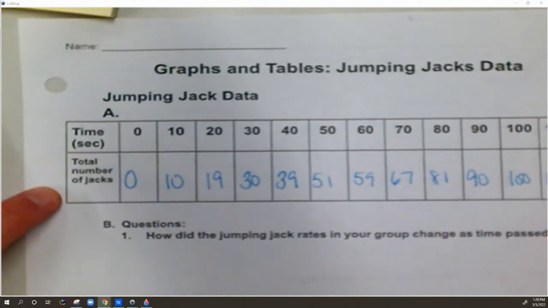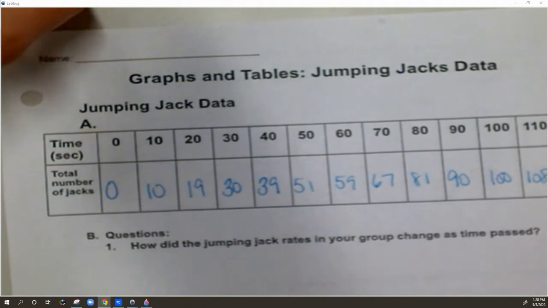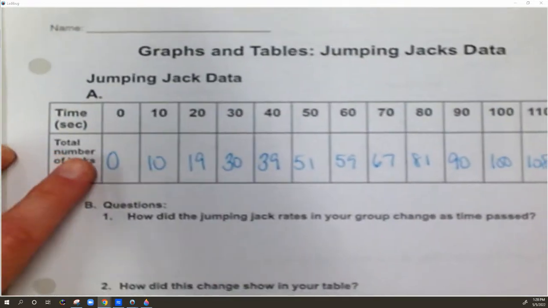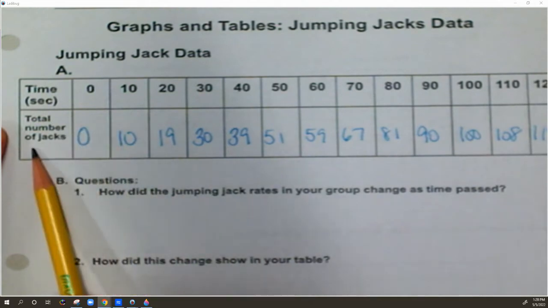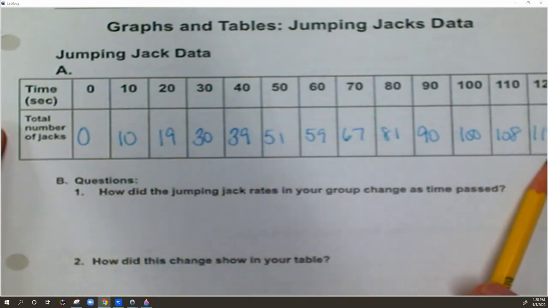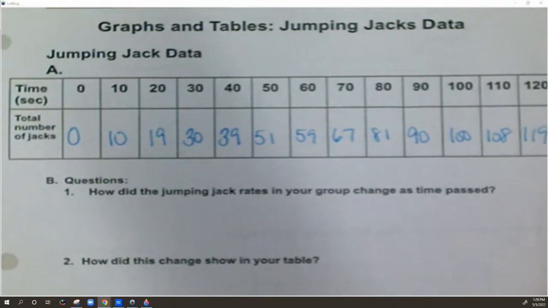Okay, so I'm going to do a quick tutorial on how to make a graph, and then you are going to make this graph on your own. We kept track of a student doing jumping jacks, and we wrote down how many total the student had done every 10 seconds. So this was a running total. What we're going to be doing is making a coordinate graph for this data.